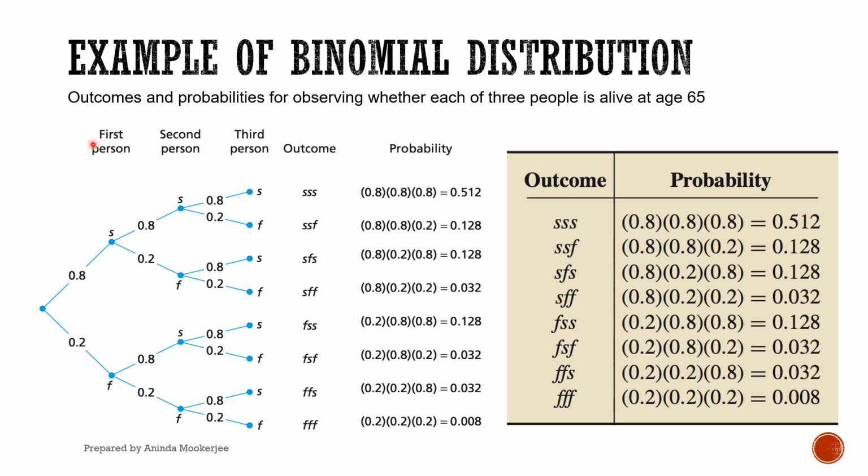Now, this study is based on the outcomes and probabilities for observing whether each of 3 people is alive at age 65. Sometimes insurance companies who give out life insurance policies, to decide on a premium when a policy is started, want to know typically up to what age a person survives. So this is an application in the field of actuarials, and insurance companies often do these kinds of studies, but it's often used in other areas as well.